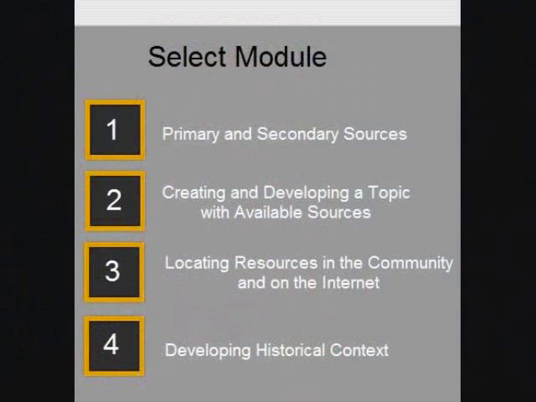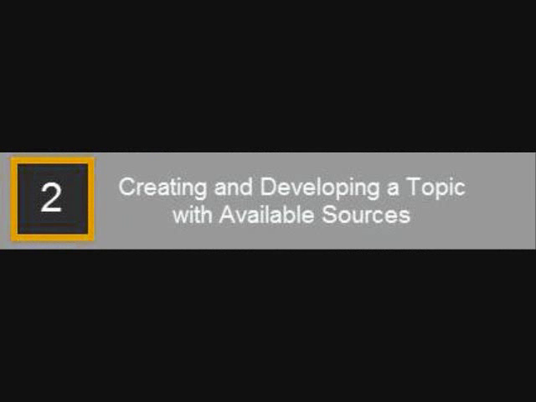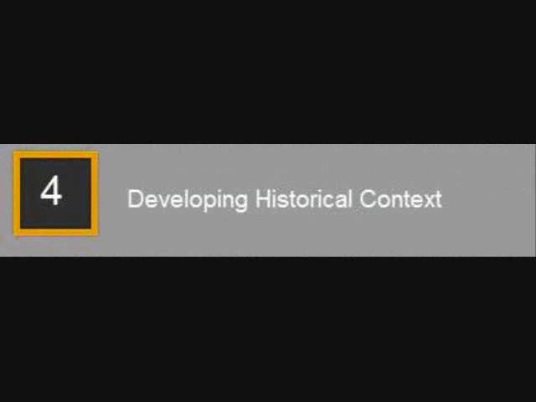There are some things you should know to help you use and navigate this tutorial. There are 4 sections in the tutorial. 1. Identifying elements and types of primary and secondary sources. 2. Creating and developing a topic with available sources. 3. Locating resources. 4. Developing historical context.